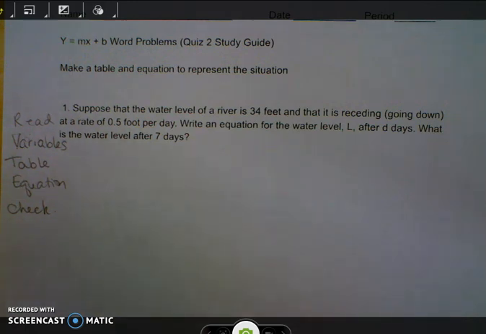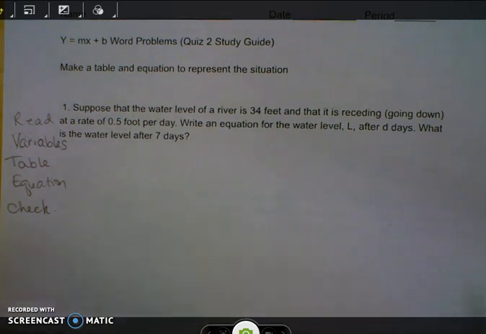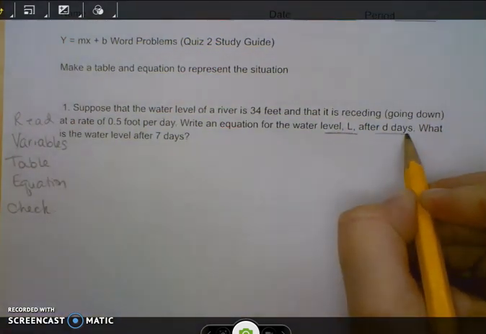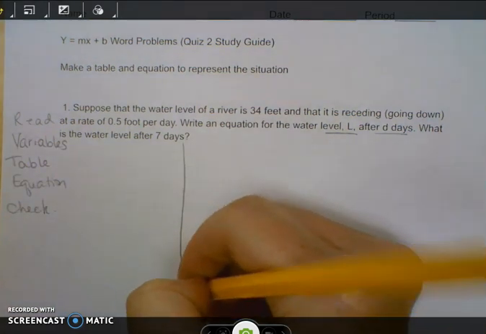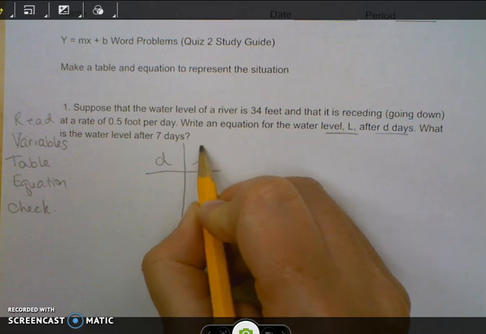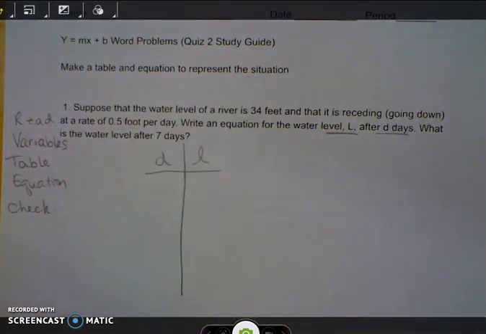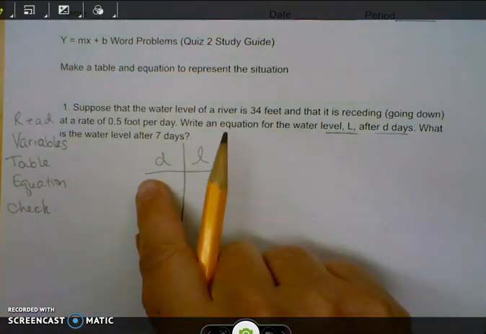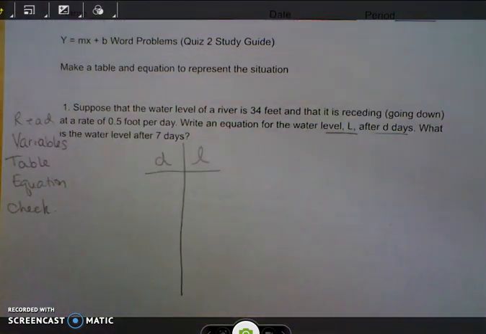I know that the water level is currently 34 feet and that it's receding or going down. So I know that my answer should be decreasing. My variables are the water level and the days. So I'm going to create my table, and I know that the days are independent and the water level is dependent. The level of the river depends on how many days it has had to recede.